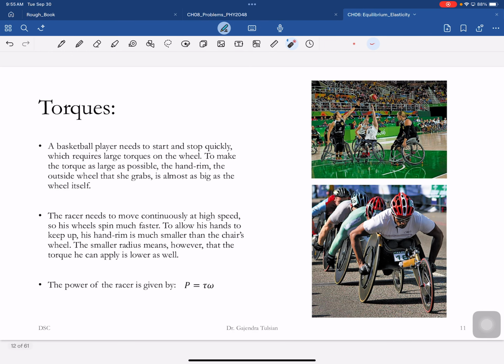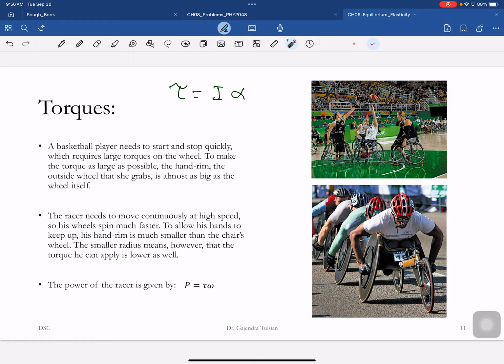All right, so let's apply this to a situation like this. Here are 2 wheelchairs. What are these people doing? They're playing basketball. And when you play basketball, what do you have to do? You have to start and stop, and you want to accelerate as fast as possible. These people want to accelerate fast. So torque is moment of inertia times alpha. You want to accelerate as fast as possible, so you want to be able to apply a torque as large as possible.